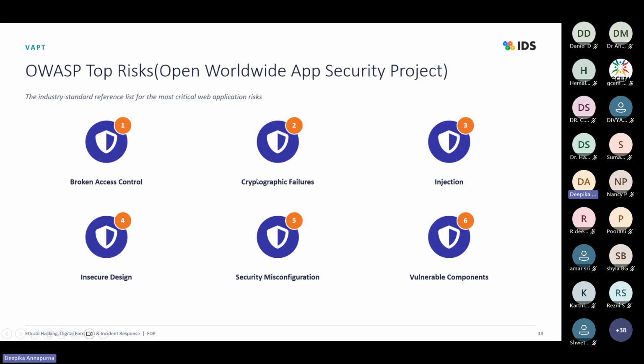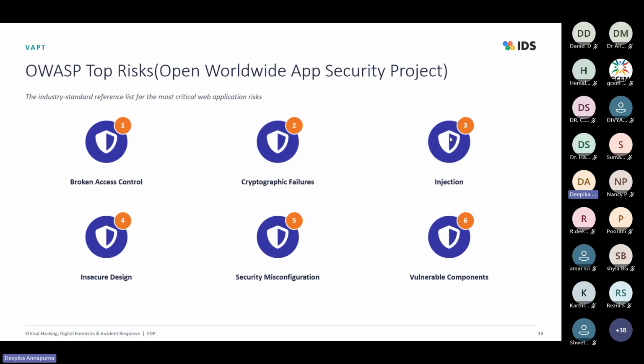So the second one is the cryptographic failures. So what is cryptography? Sensitive information is stored and transmitted without any proper encryption. Let's say information will be transmitted from one place to another place, as we discussed yesterday. Data in transit. While in transit, data should be encrypted properly. For suppose your Aadhaar card number or your PAN card or your debit card details, while transmitting from one place to another place, if it is not properly encrypted, then cryptographic failures will happen.